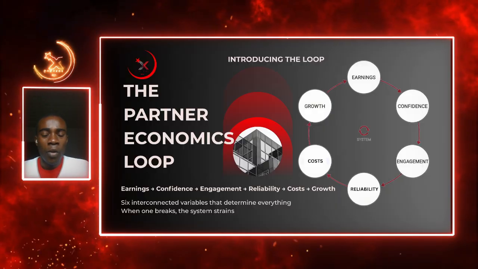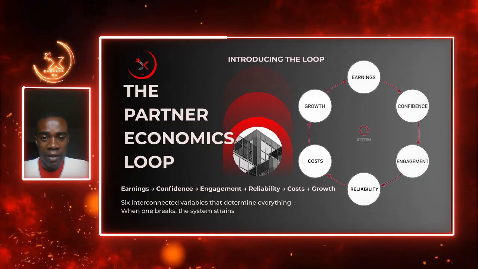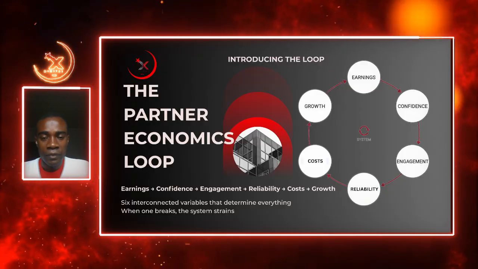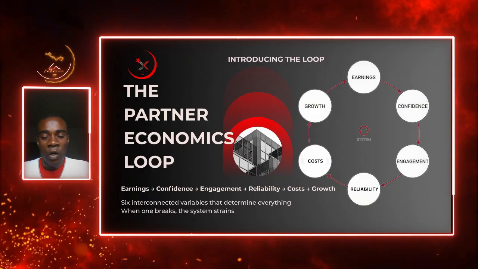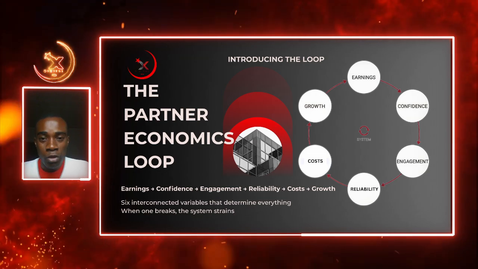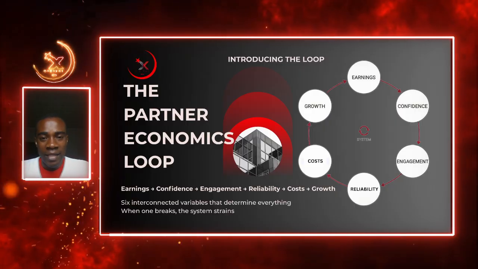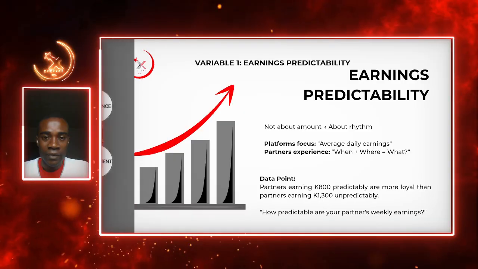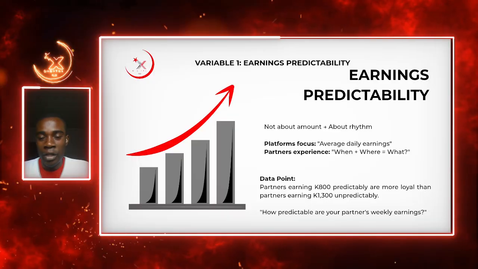Now, most platforms try to fix reliability with incidents, but that's like opium, treating the symptoms while the disease spreads. But today, you're going to learn what the partner economics loop does. Because the opportunity is that when you strengthen one variable correctly, the right one, that is, you strengthen the entire economics. And that leads us to the entry point: earnings predictability.